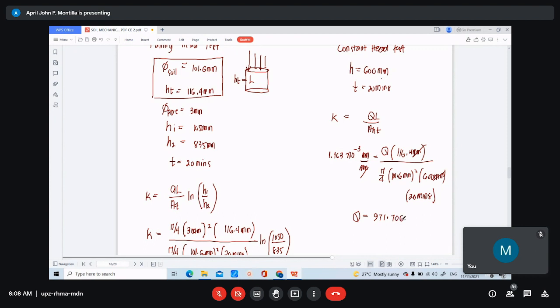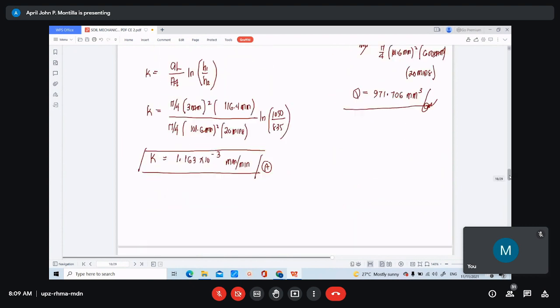$971.706. Okay, that is millimeters cube. No? And that will be your answer for this problem. Same answers po? Yes po, sir. Okay. Let's proceed with the next one.